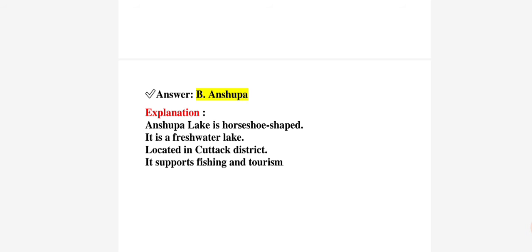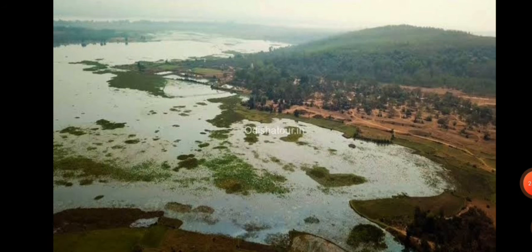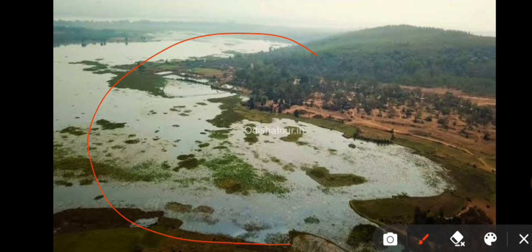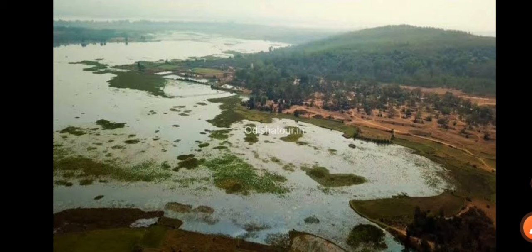Onsupa Lake is a horseshoe-shaped freshwater lake located in Cuttack district, and it supports fishing and tourism. So let us see Onsupa Lake. See, this is how Onsupa Lake looks. It is a horseshoe-shaped oxbow lake. This is Onsupa Lake.